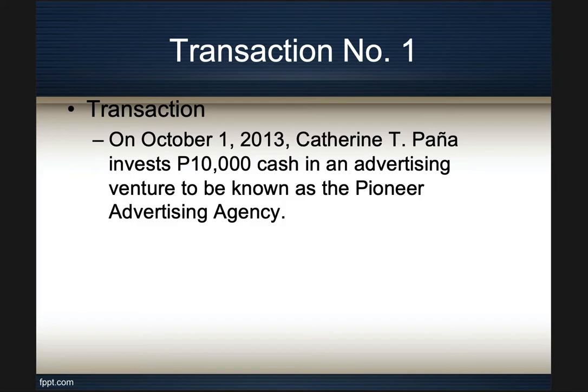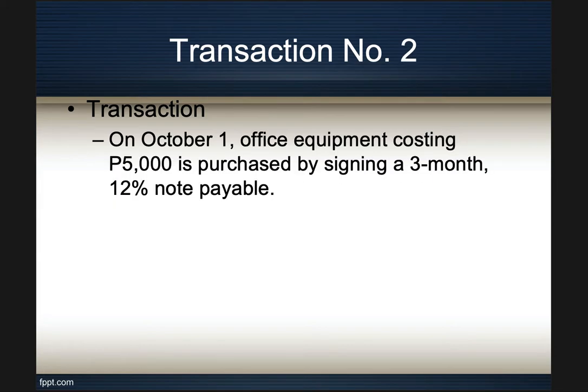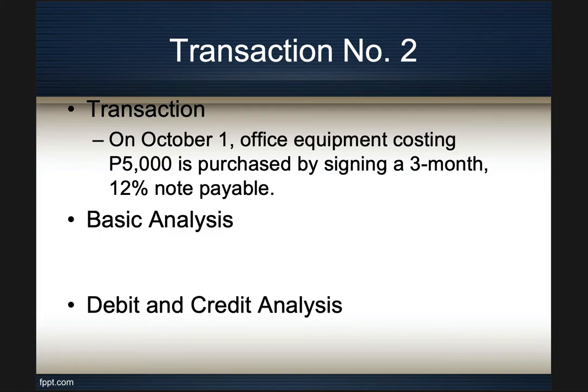Okay. Diretso na ako sa transaction number 2. Now, second transaction, on October 1, office equipment costing 5,000 is purchased by signing a 3-month 12% notes payable. Now what does it mean? So our basic analysis, what are the accounts affected? Then what is the effect to this account?